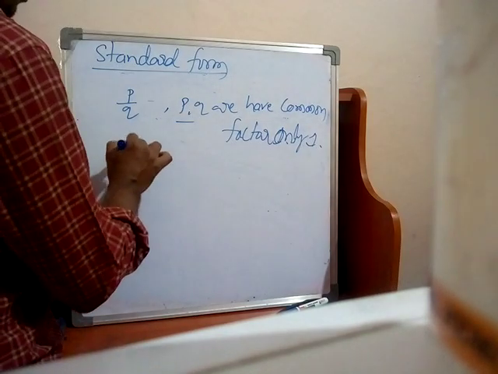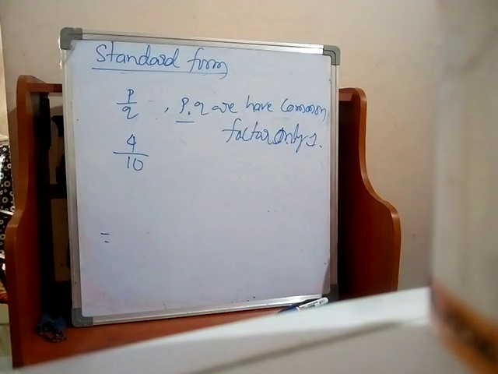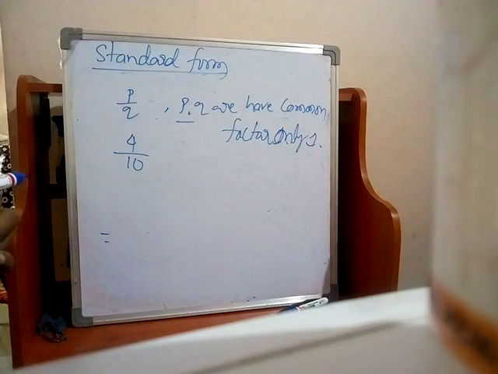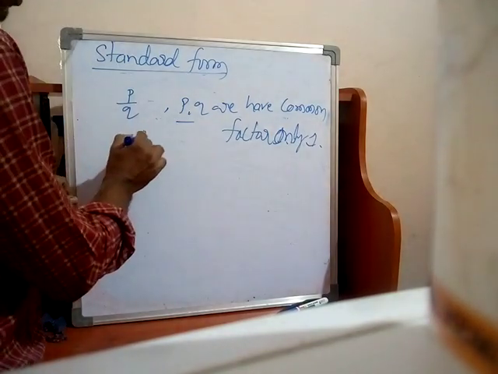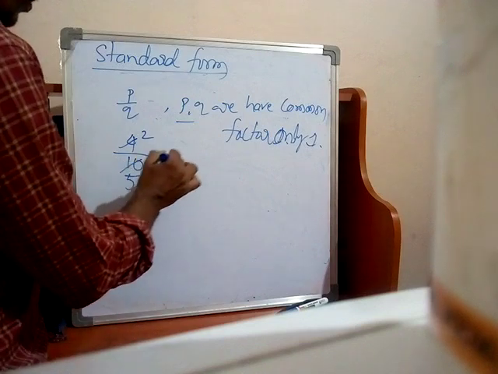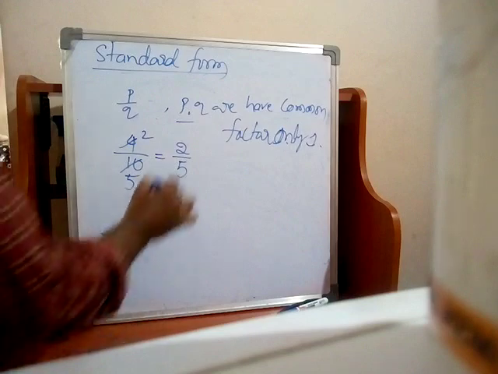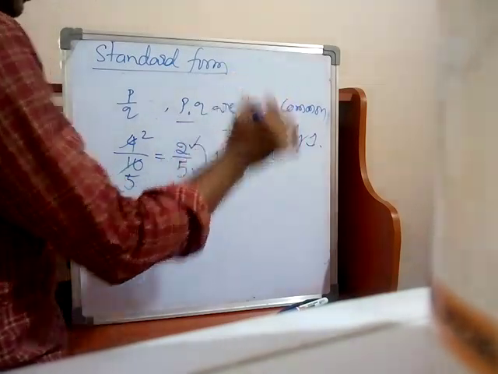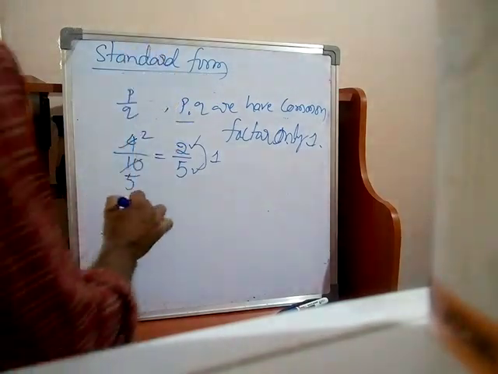See this example, 4 by 10 is there. Okay, this is not in standard form. Standard form means a simplified form like that only. Okay, so both have common factor 2. So 2 table 2 times, 2 table 5 times. So it becomes 2 by 5. This is standard form. Why? Because numerator and denominator both have only 1 as the common factor. So 1 table only cancel. Okay, so that's why this is standard form.